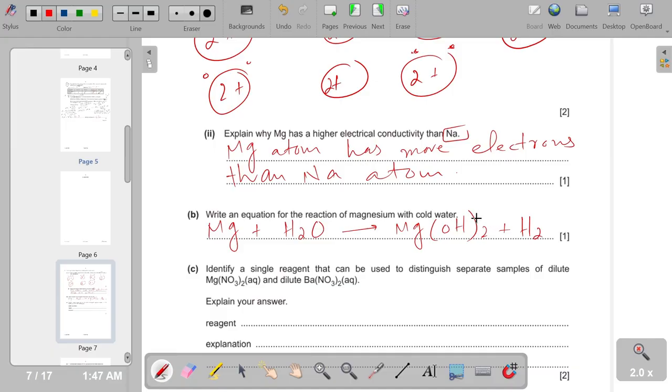Now I need to balance this equation. Since there are 2 hydroxides, I need to write 2 here. So you can see the rest of the equation is balanced.